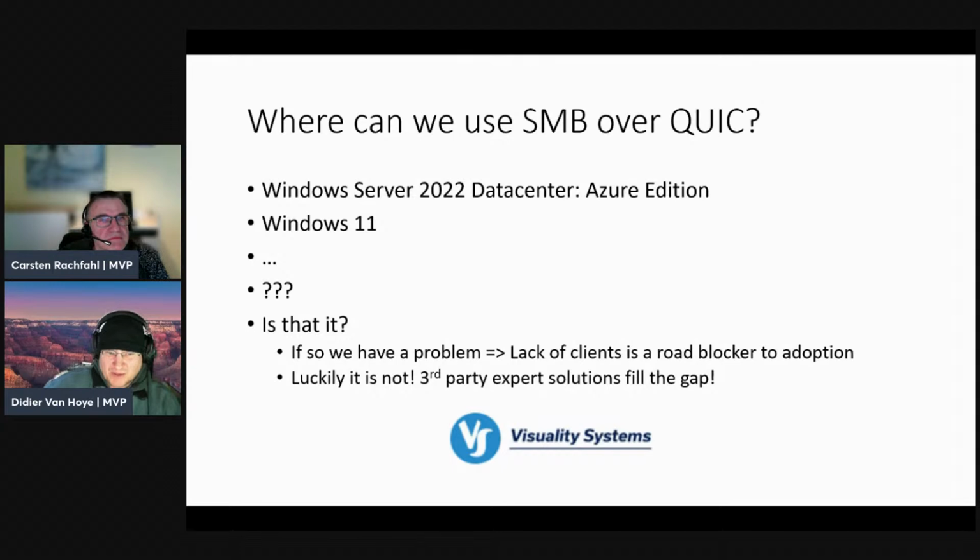But we also know that the world isn't only running on Windows 11, right? It's running on Ubuntu, Linux. It's running on Android, on iOS. It is running on embedded systems. So I think one of the biggest challenges to adoption of SMB over QUIC today is actually the lack of clients to consume it also.